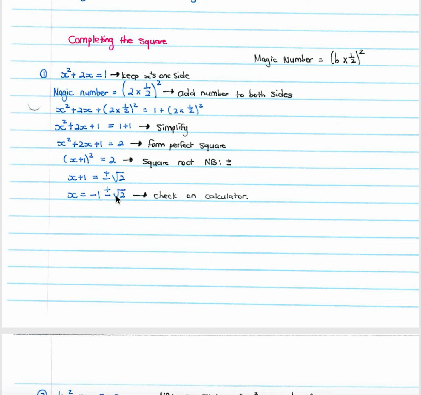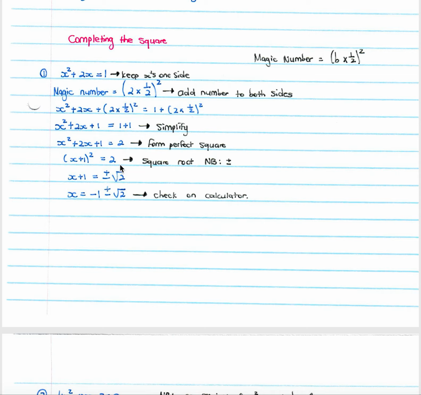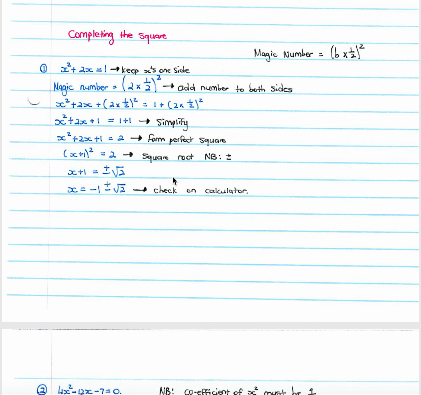Now, a very cool little trick for completing the square is you can check these on your calculator. Once you've done all the working as we've shown here, you can plug this into your calculator using the function mode and check that it gives you this. If you've done it correctly, it will give you the same answer, but you must show all of this working if they ask you to complete the square, otherwise it is incorrect.